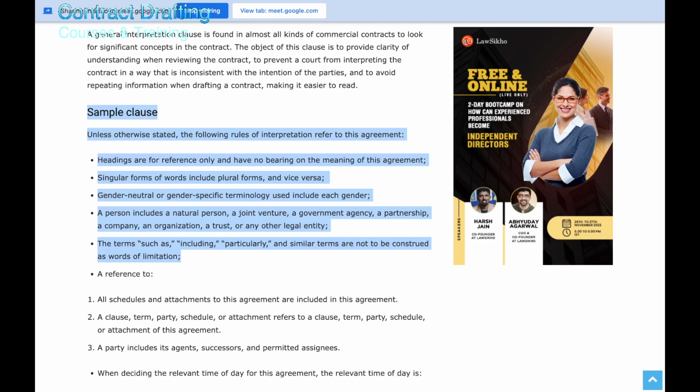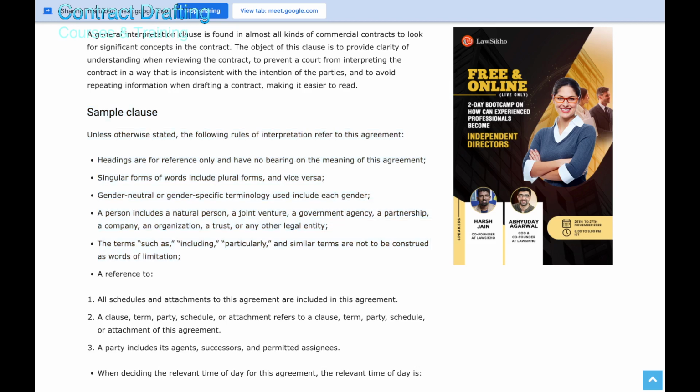Now, the first one reads: headings are for reference only and have no bearing on the meaning of the agreement. Sometimes what happens is that when you are defining scope of service as a heading, then a party may say this is the only clause which identifies the scope of the entire contract and there is no other obligation. That's why we clearly say that headings are only for reference and do not bear any weightage on the meaning of the contract.